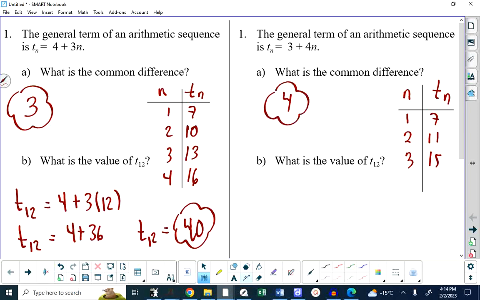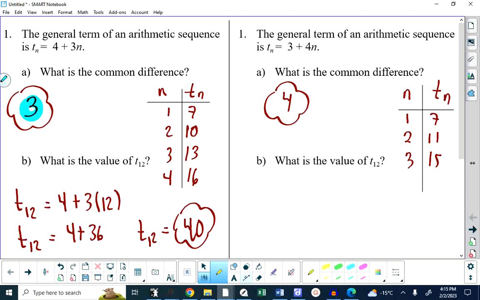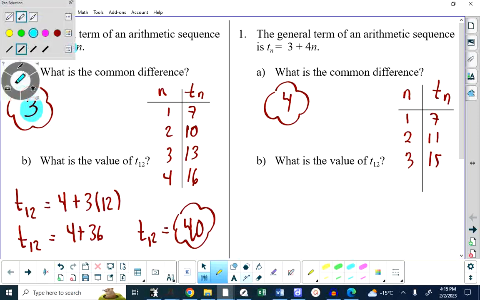Incidentally, many of you have picked up on the fact that the common difference is going to be the number in front of n in the general term, as long as it's written in the form that is written on your quiz. So this 4 is the coefficient of the n.